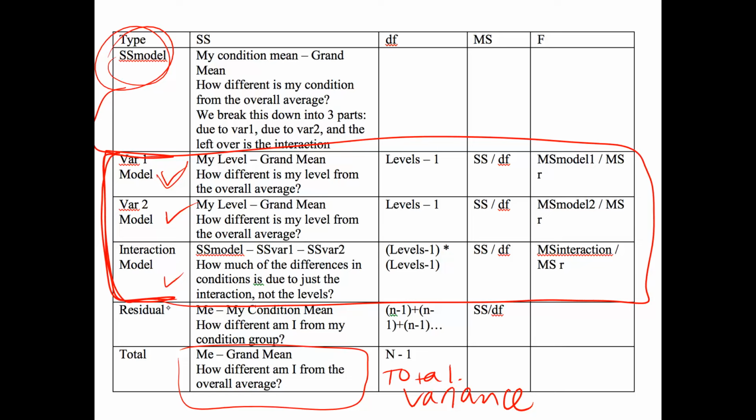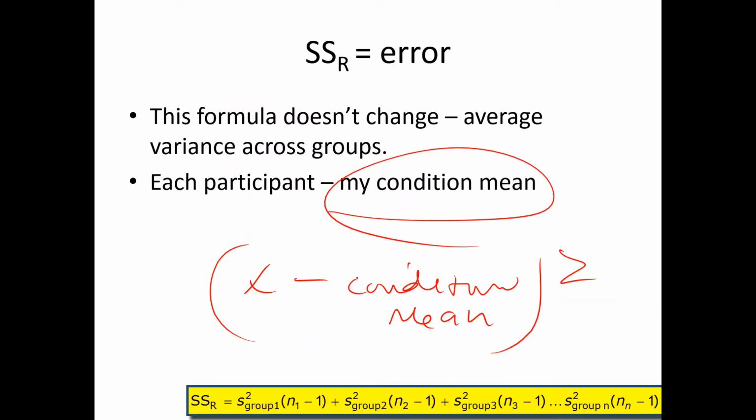Okay. Residual is me minus my condition. How different am I from my own group? So remember, variance within group in a between subjects ANOVA is error. We don't know why it's happening. So we did levels minus 1, levels minus 1. So the interaction degrees of freedom is these two things times each other. Because both of these lead into the interaction. They're both part of the interaction. And the residual degrees of freedom doesn't change. So it's n minus 1 plus n minus 1 plus n minus 1, which is essentially this stuff right here.